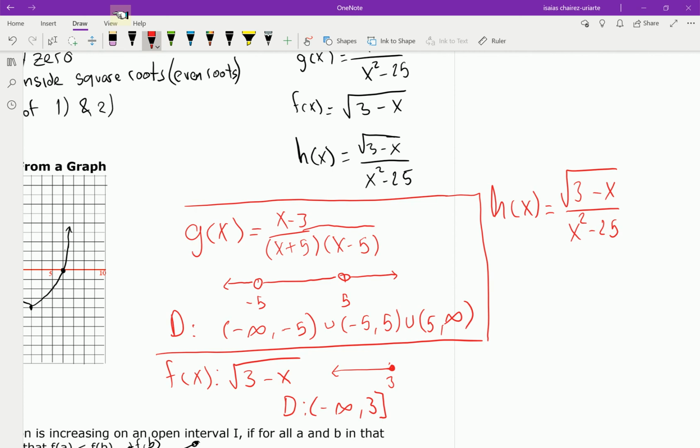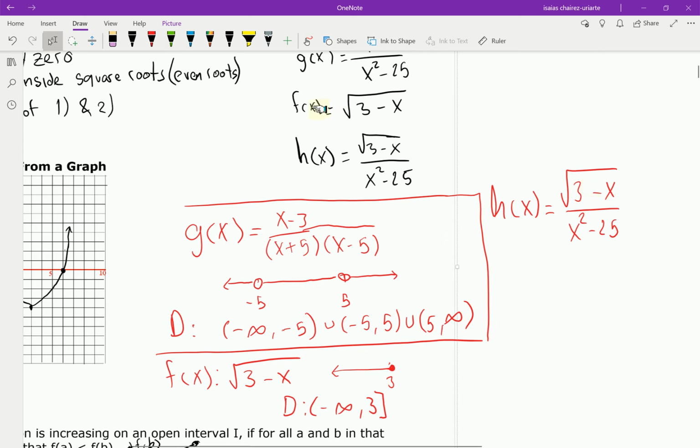Okay, so let's think about this. For the function g of x, the denominators were similar, and we said that we do not want negative 5 and we do not want positive 5 to be part of our domain, because those values make the denominator 0. So negative 5 and positive 5 should not be part of the domain. But now 5 should also not be part of the domain for the square root part, because 3 minus 5 would be negative 2. So we don't want 5. 5 is bad.